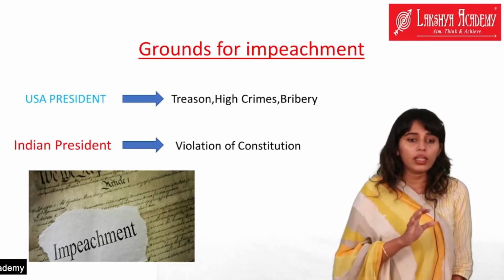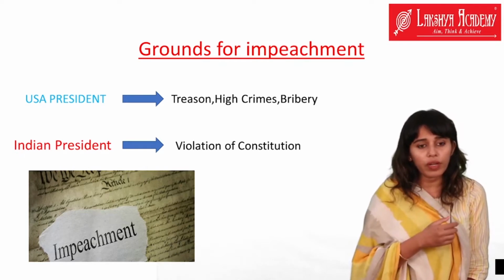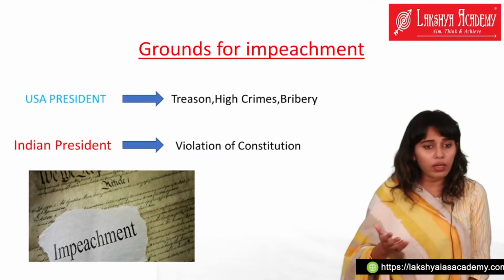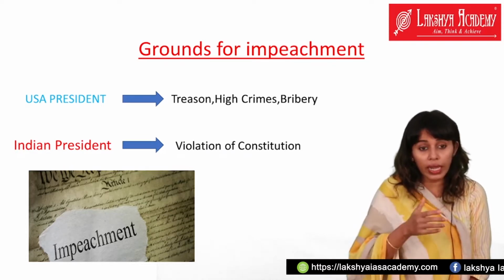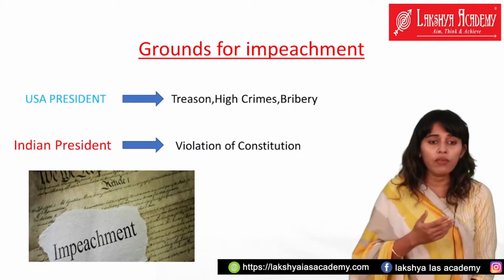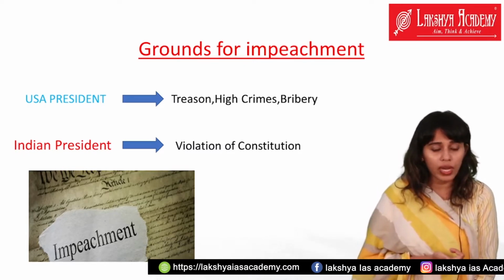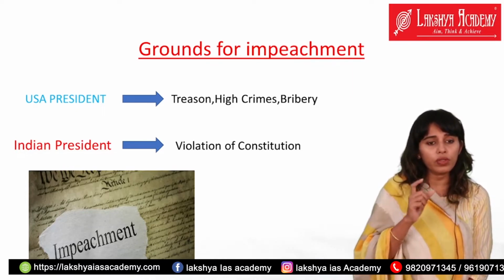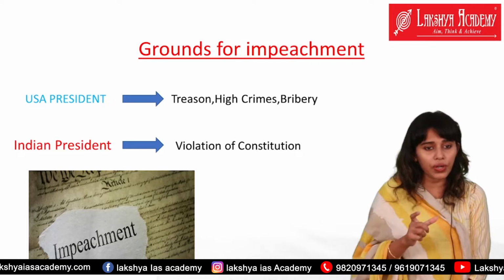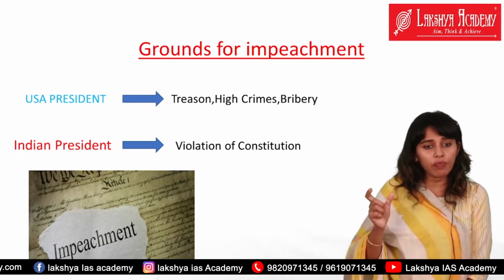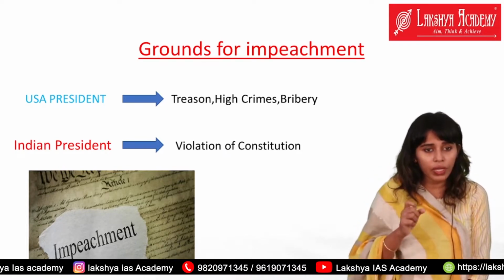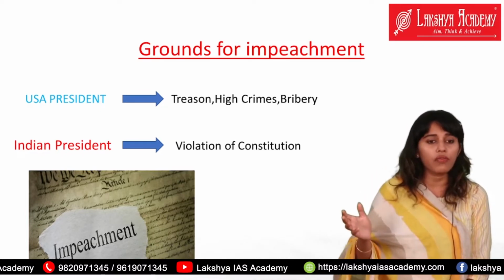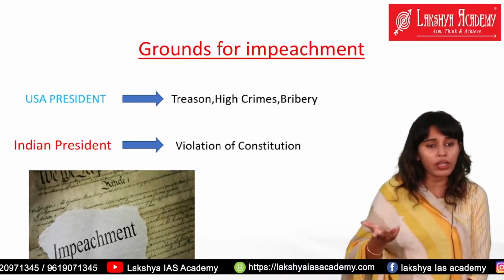So we can say that the grounds for impeachment of the Indian president are very, very ambiguous. They have a very wide connotation, right? There are no specific grounds, unlike in the case of US President impeachment, which has three: treason, bribery, and high crimes. So this is one of the dissimilarities, that the grounds for impeachment of US and Indian presidents are different. The grounds for US presidential impeachment are very specific, whereas the grounds for Indian presidential impeachment are vague, ambiguous, and undefined in the Constitution.